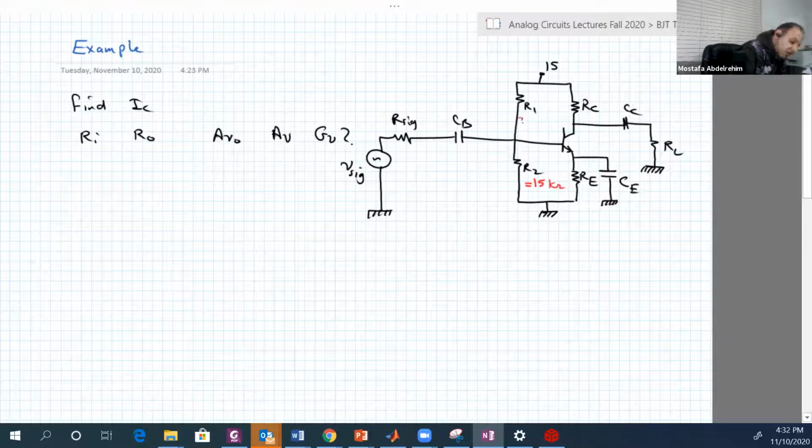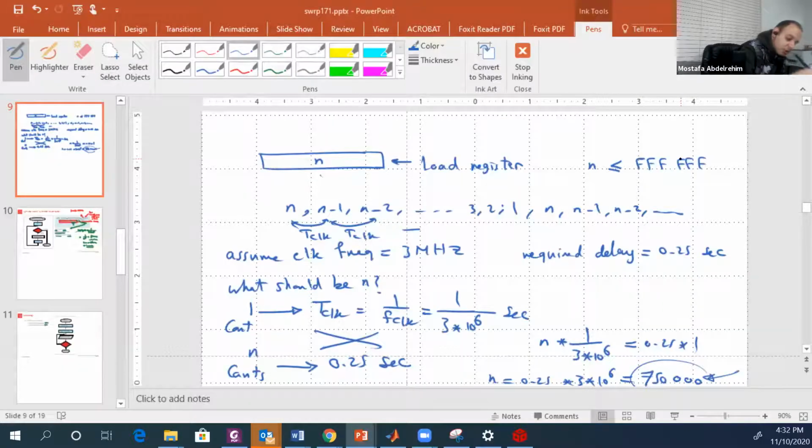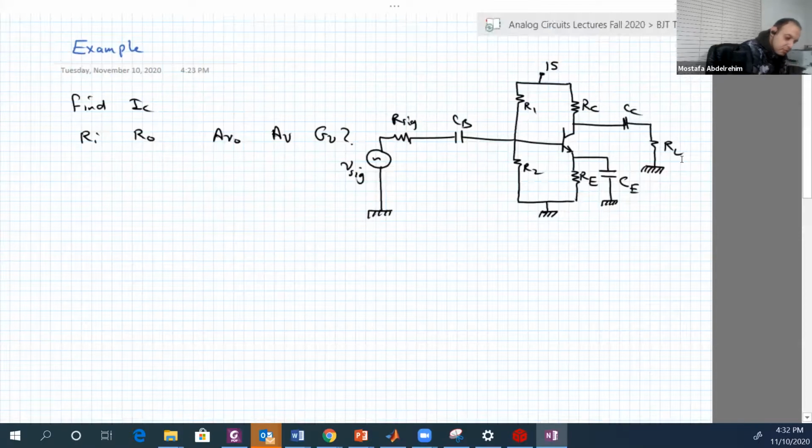R1 is 27 kilo ohms. RC is equal to 3.9 kilo ohms. RE is 2.4 kilo ohms. RL is 2, oops, very sorry. Okay, that's fine. Good. RE is 2.4 kilo ohms.